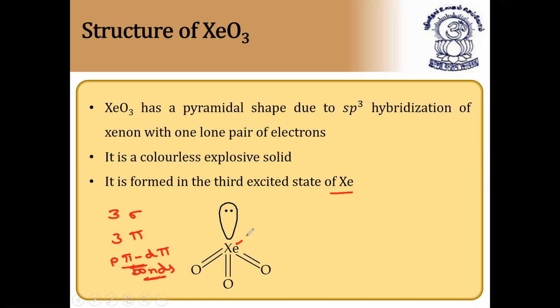So the shape is pyramidal shape, and sp3 hybridization. I hope it is clear. This is very, very important. The structure of xenon trioxide is most important. From this structure, they will ask questions.